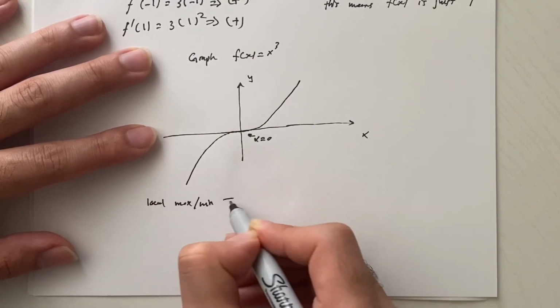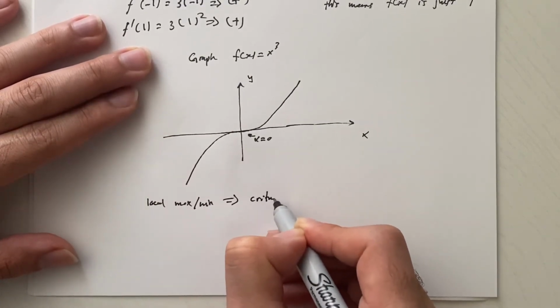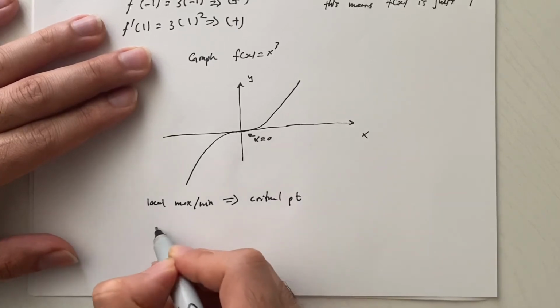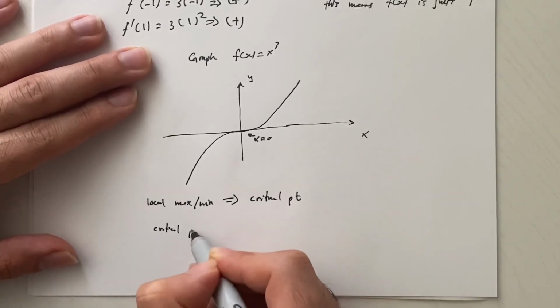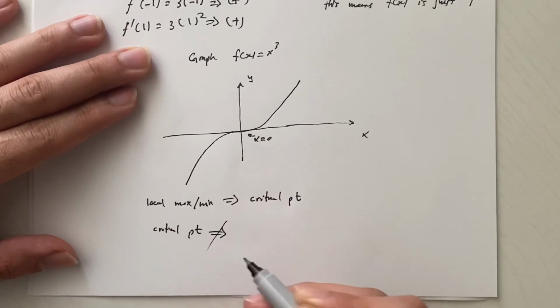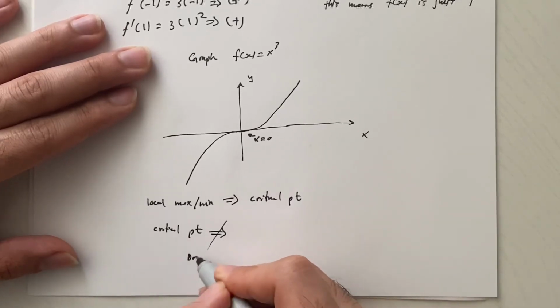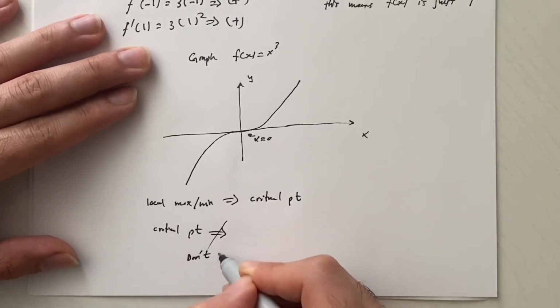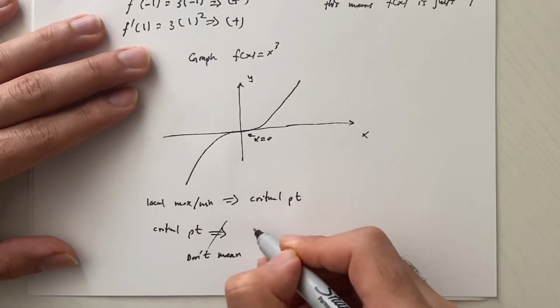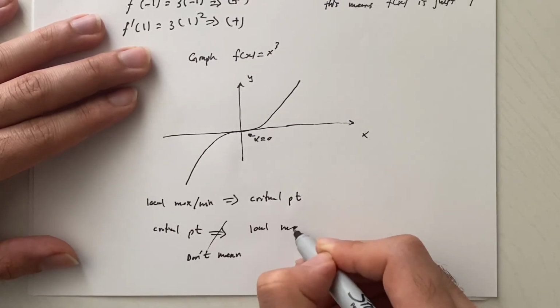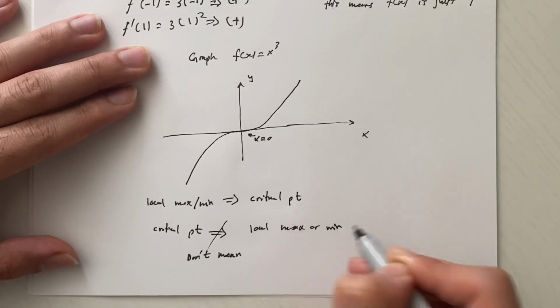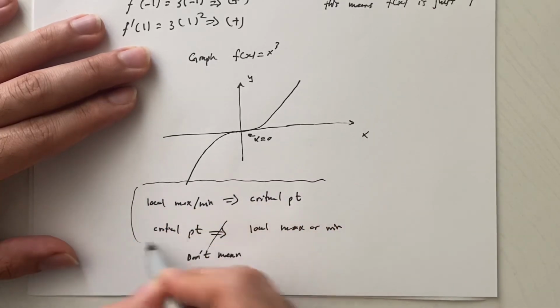So what do I want to say here? Every local max or min is actually a critical point, but not the other way around, where a critical point is not necessarily a local max or min. To determine if they are a local max or min, we need to apply a test, the first derivative test or second derivative test.